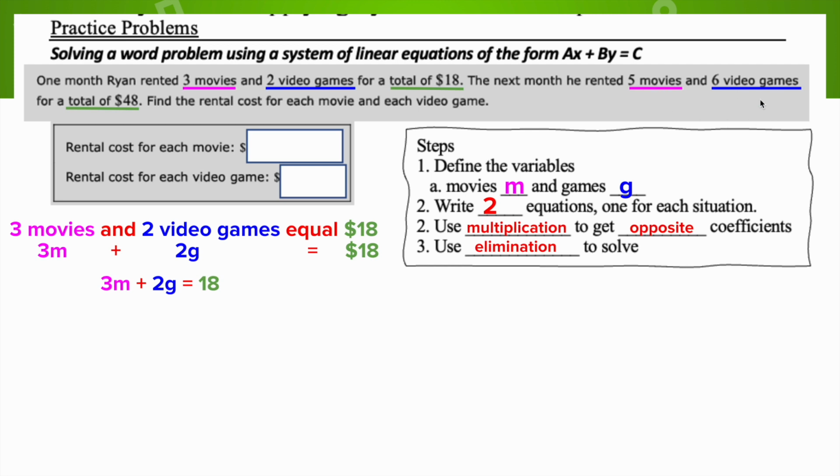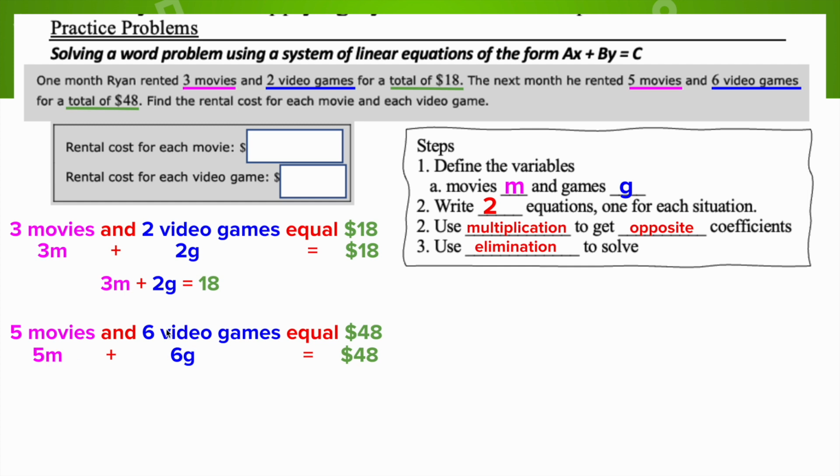Now let's look at the second situation. We have 5 movies and 6 video games for a total of $48. So very similar sentence, but 5 movies, 6 games, $48. So now I'm going to do the same thing. 5M, 6G, and $48. So I've written the sentence. Now, again, I'm squishing it just so it's a little easier to see without it being all spaced out.